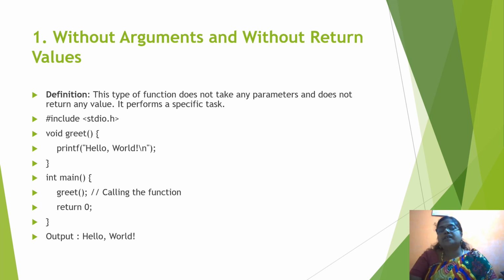Without arguments and without return values: the definition of this type of function does not take any parameters and does not return any value. It performs a specific task. In this example program, read is a function that just prints the message hello world. It does not take any parameters and does not return any value.